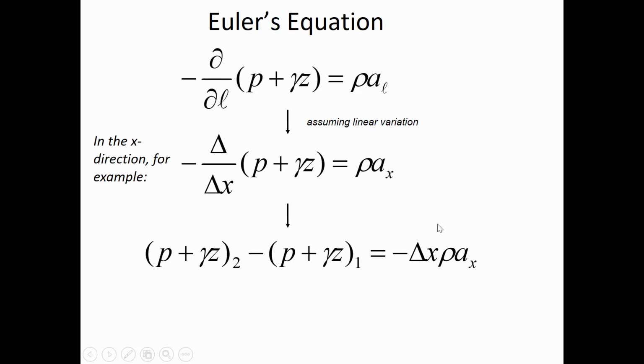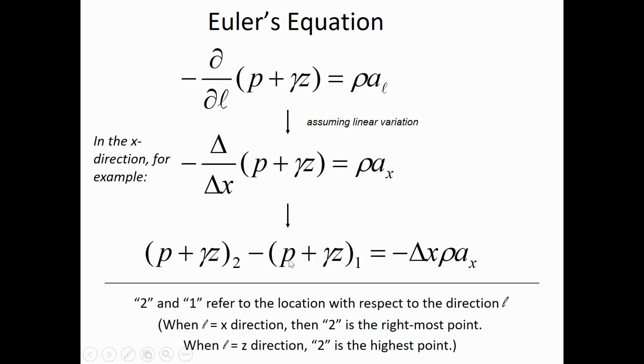So we've rearranged this. You can see that the delta x is now moved to the right side of the equation. And delta P plus gamma z, that's piezometric pressure. The delta piezometric pressure is the piezometric pressure at location 2 minus the piezometric pressure at location 1. Now location 1 and location 2 has a very specific implication. There's a convention that you have to use and be consistent with, otherwise you'll get the wrong pressure.